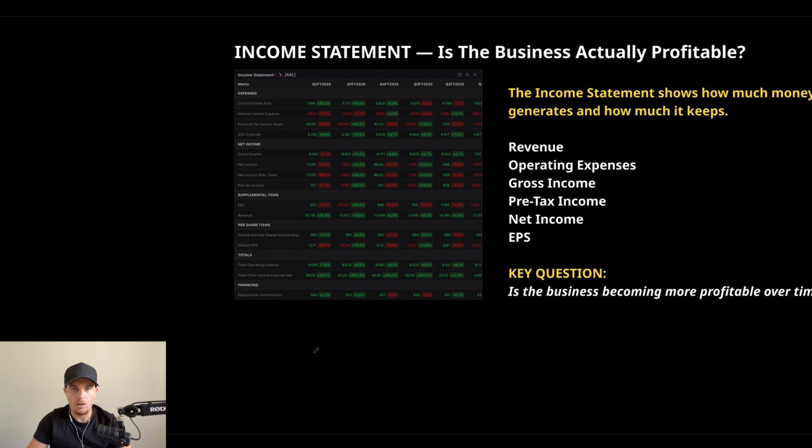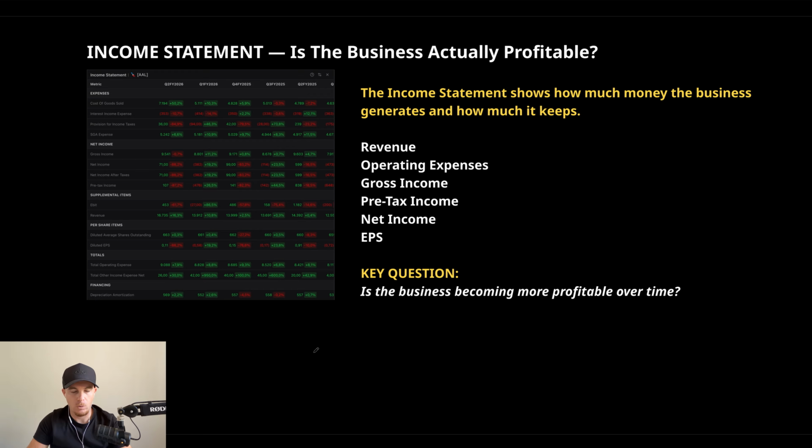Next, you have what we call the income statement, which is completely different. The income statement allows you to know if the business is actually profitable or not. Very basic and very simple. Is the business profitable? Yes or no? You can check it with this data. Because to make it short, the income statement shows you how much money the business generates and how much it keeps. So you have different parts.